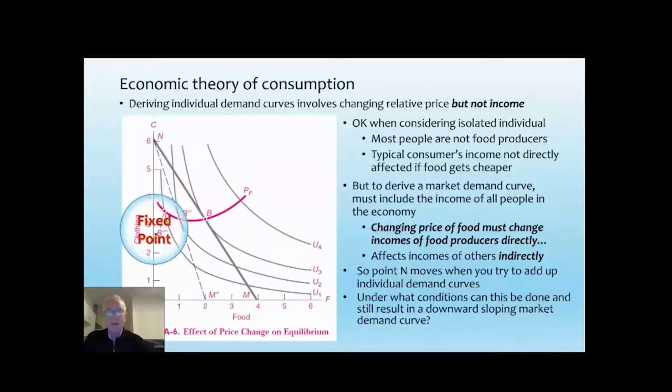Now, under what conditions can you take account of that and say, okay, we're going to allow changing prices to change income? So when we change the position from M dash to M, we know we're going to be changing income as well. So the point N has also to move. Under what conditions can you allow that to happen and still derive a downward sloping market demand curve?